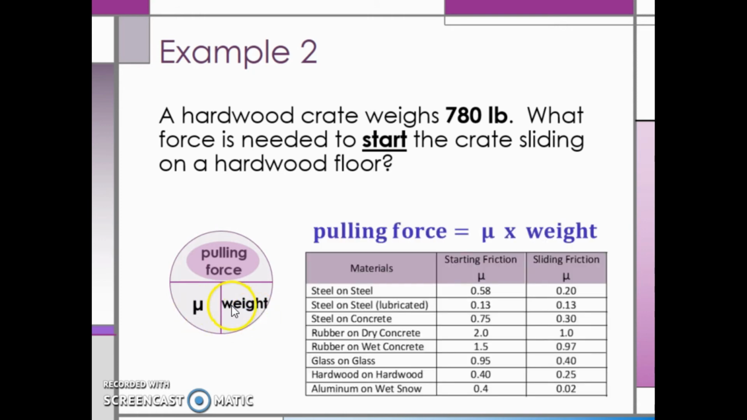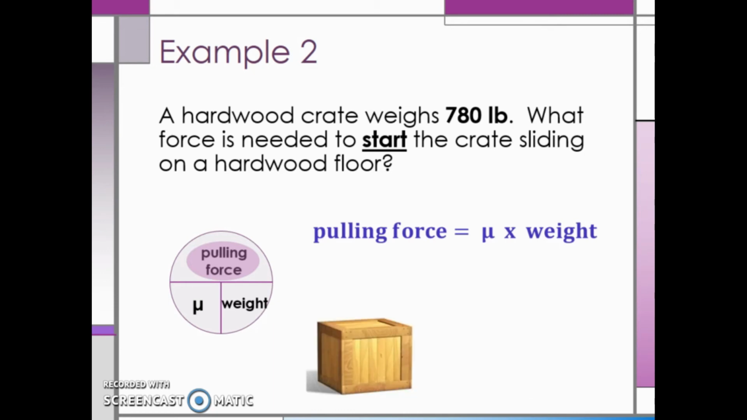Now we need to refer back to our table to find a value for mu. Since we are looking at starting the crate sliding, we need to use the starting friction value. The materials we have are hardwood on hardwood, so our value for mu is 0.40. Now we can substitute that in for mu, and the weight is 780 pounds. Multiplying, we see that our answer must be 312 pounds. This concludes our discussion on frictional forces.